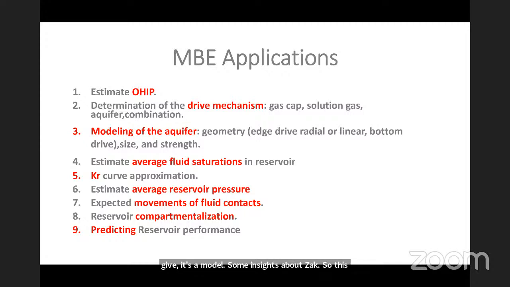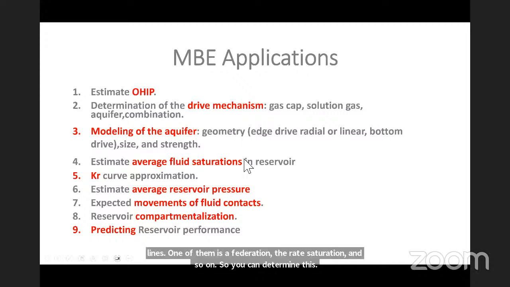Okay. You can see the saturation. I told you that's why I prefer to start with the software, because if I start with a presentation, you will see all of this blah blah blah, but you cannot imagine what it is. As I showed you in the MBAL simulation tab, I told you the history is just 3 or 4 lines, but for the simulation we have more than 20 lines. One of them is saturation, the rate, and so on. So you can determine this saturation from the simulation in the MBAL itself.